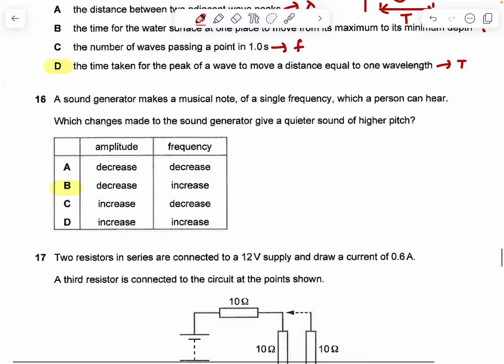Question 16. A sound generator makes a musical note of a single frequency which a person can hear. Which changes made to the sound generator give a quieter sound and a higher pitch? So we know loudness is proportional to amplitude.